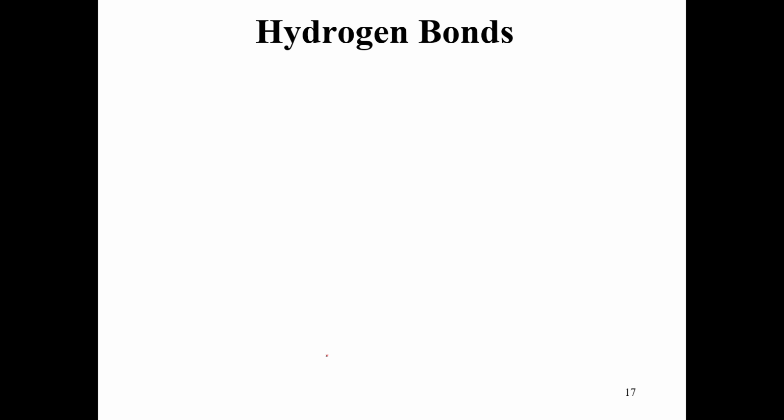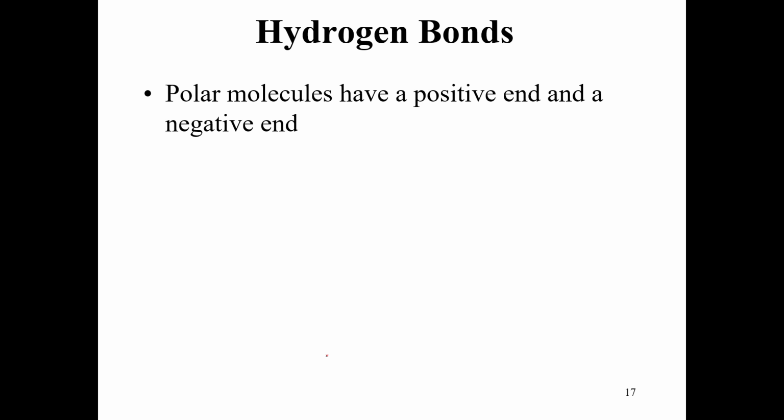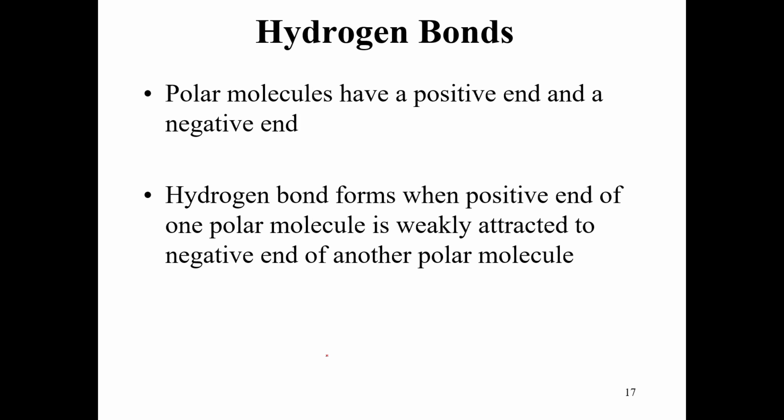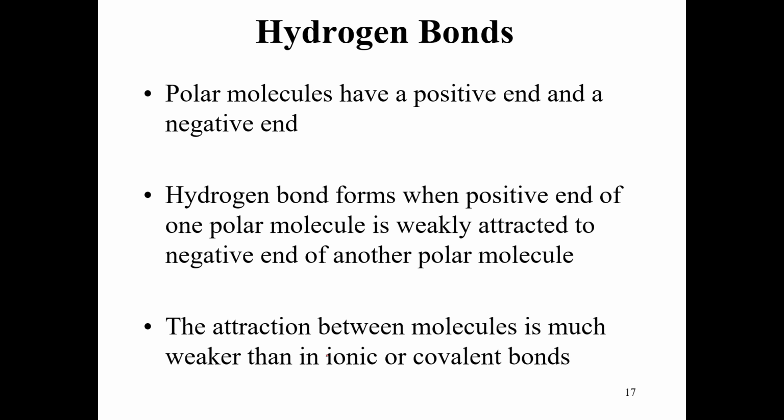Next we have our hydrogen bonds. A hydrogen bond is a special type of bond that relies on weak polar attraction. Polar molecules have a positive end and a negative end. In the water molecule I drew earlier, I demonstrated that water has a positive side and a negative side. A hydrogen bond forms when the positive end of one polar molecule is weakly attracted to the negative end of another polar molecule. The attraction between the molecules is much weaker than ionic or covalent bonds.